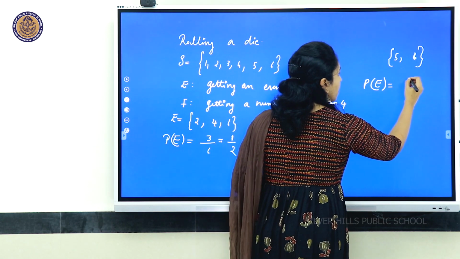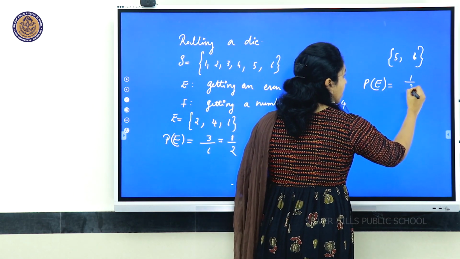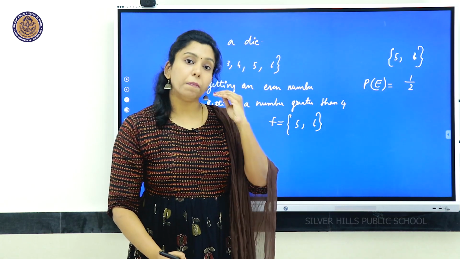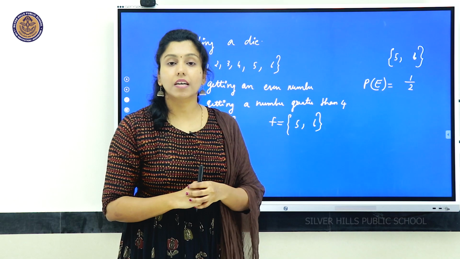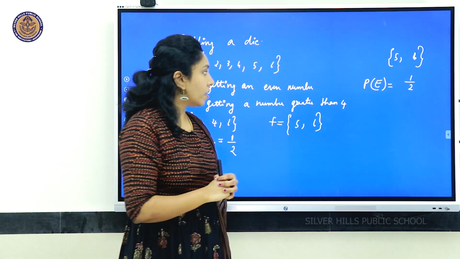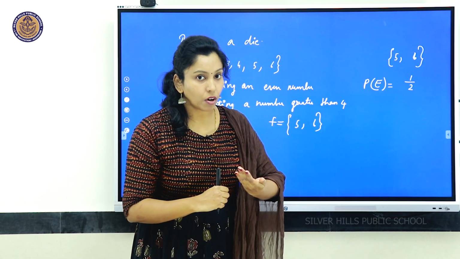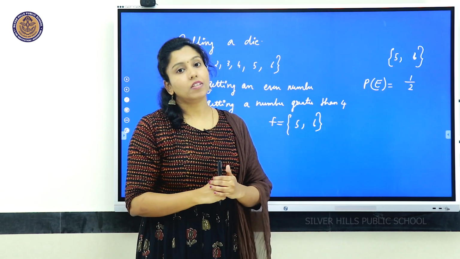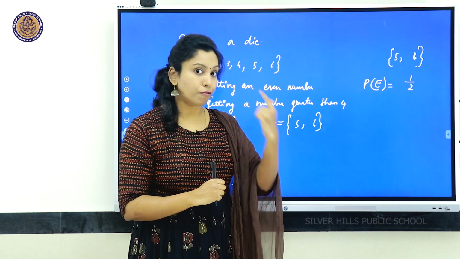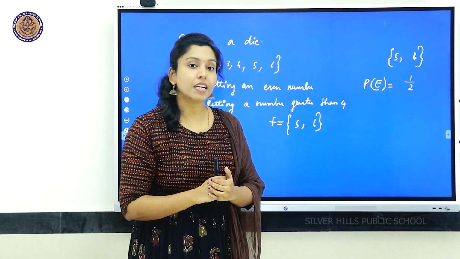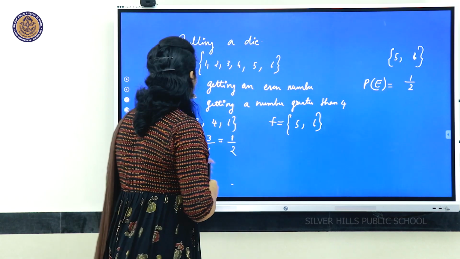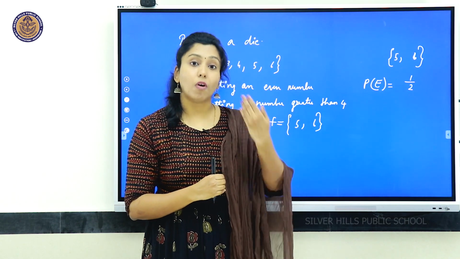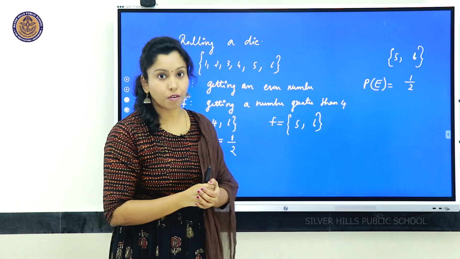So, the probability will be 1 by 2. Such a probability where we apply a condition is called conditional probability. So here we are going to find the probability of getting an even number, and what is the condition here? I know the number on the die is greater than 4. Such a probability is called conditional probability, and let's see what is the definition of conditional probability and what is the formula to find the conditional probability of an event.